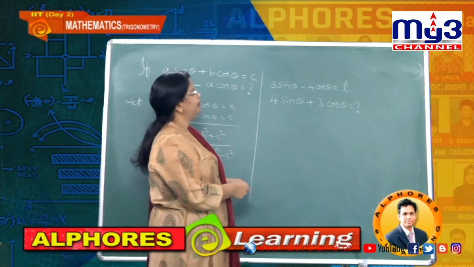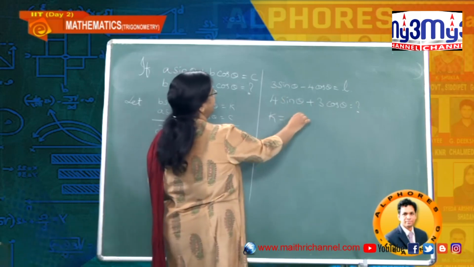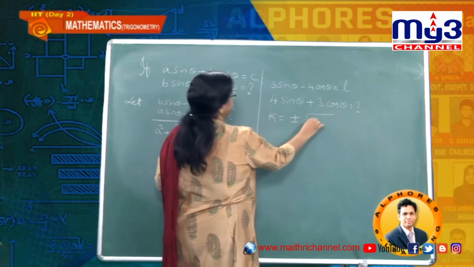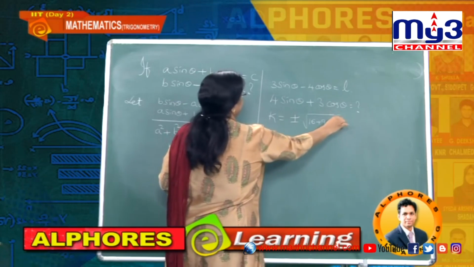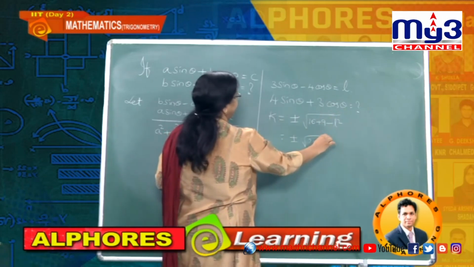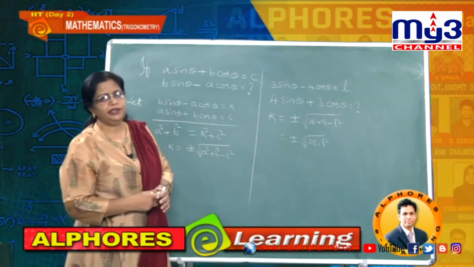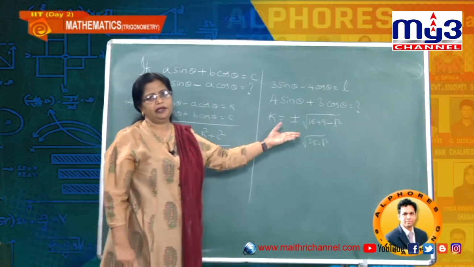Then what is the formula? This is the requirement. Suppose it is our k, then k is plus or minus under root of 16 plus 9 and minus how much we can write? L square. So it is plus or minus under root of 25 minus L square. So nothing to worry, you no need of doing complete procedure and directly you apply.